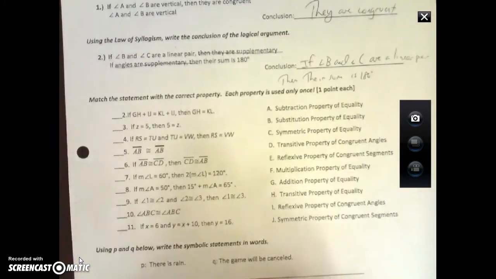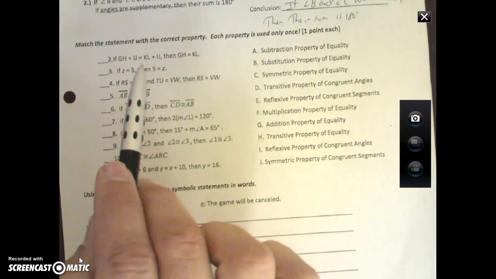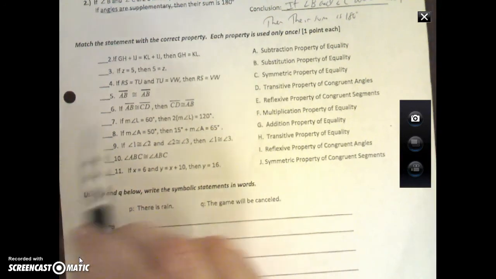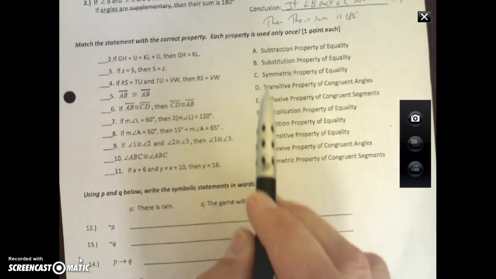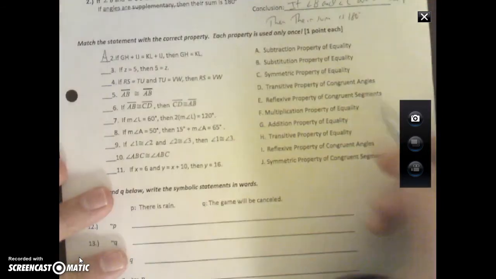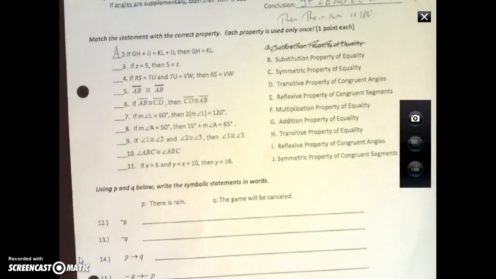Okay? Wonderful. Match the statement with the correct property. Each property is used only once. So we're going to go down the line here. If GH plus IJ equals KL plus IJ, then GH equals KL. Notice all they did was subtract IJ from both sides because it's now gone. The opposite of plus is to subtract. So I'm looking for subtraction over here. There's my A, subtraction property of equality. As you do this, cross them off because you're only going to use them one time each.